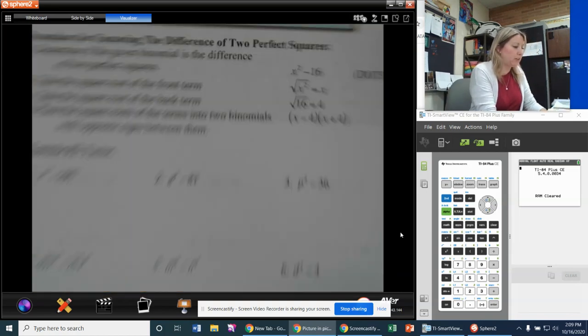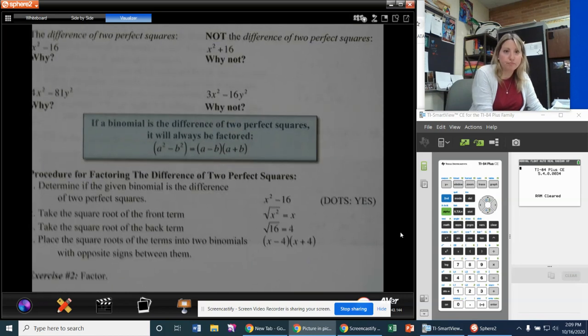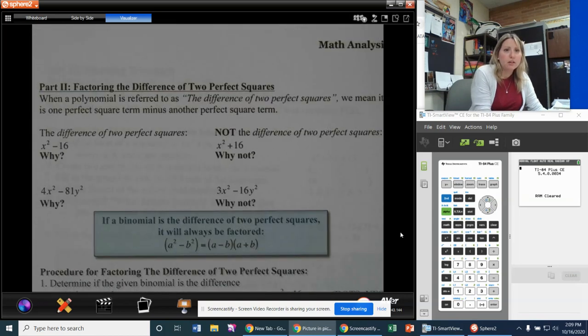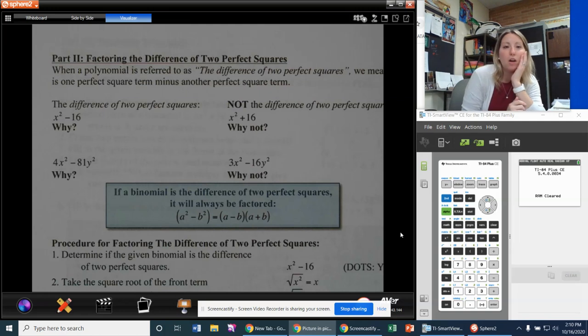Oh, my faves. Dots. These are always my faves. The reason I say that is because dot stands for difference of 2 perfect squares or difference of 2 squares, right? For dots, so that you can have a good, cool acronym like that.